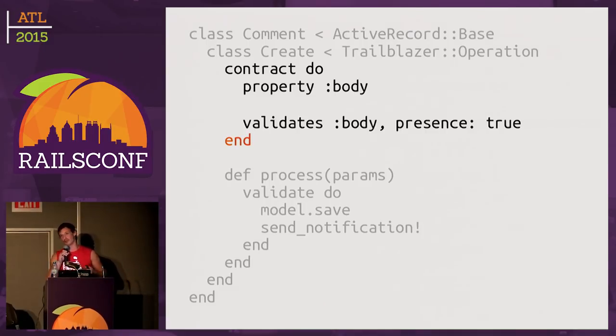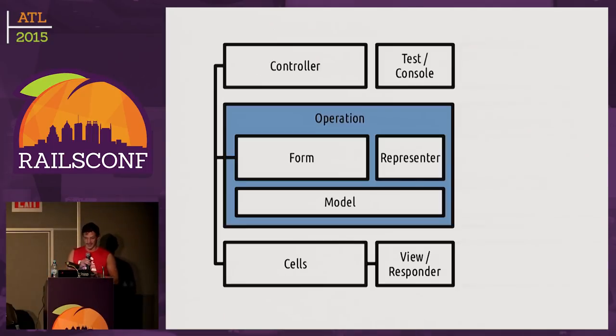I'm not sure if you know Reform. Reform is a form object gem for Rails. And we use Reform in Trailblazer to deserialize and validate data without touching the model. So operations always have a form object.